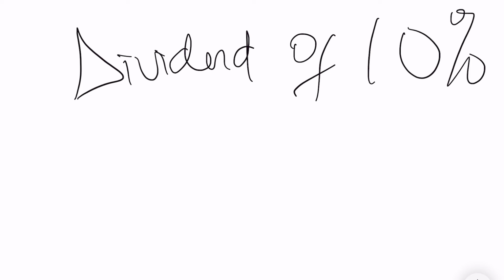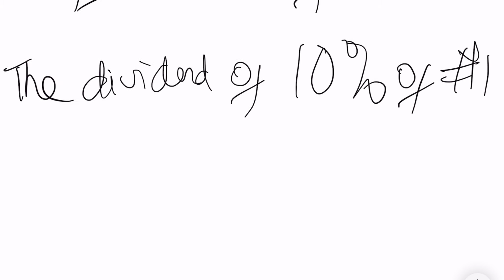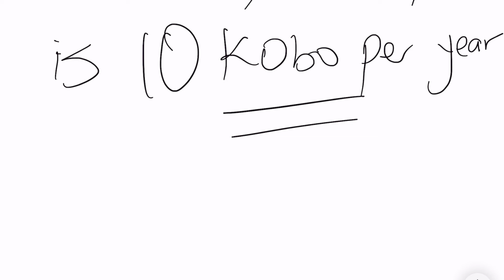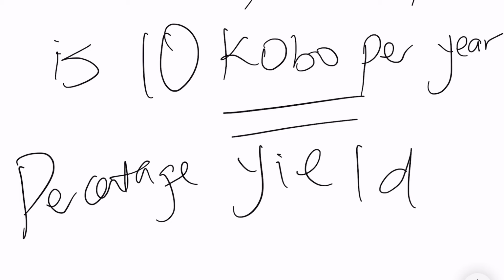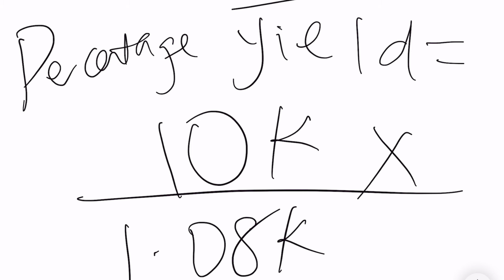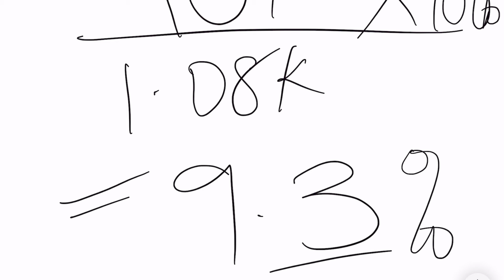If the dividend is 10%, then 10% of 1 naira is 10 kobo per share. So the percentage yield will be 10 kobo over 108 kobo times 100%. Solving this, we have 9.3%.